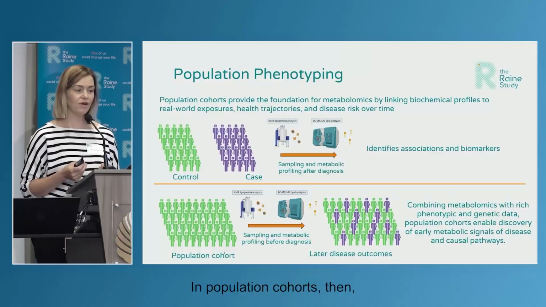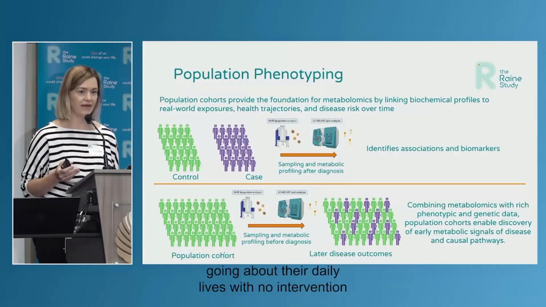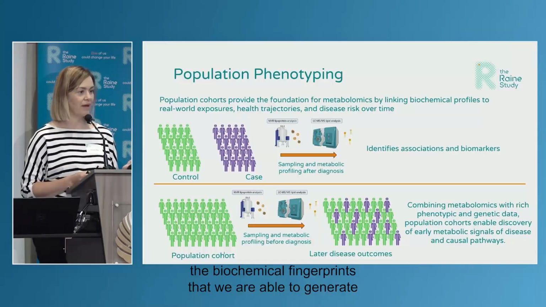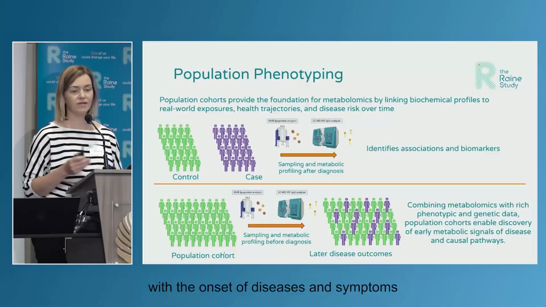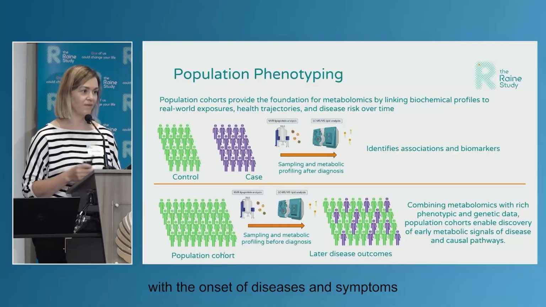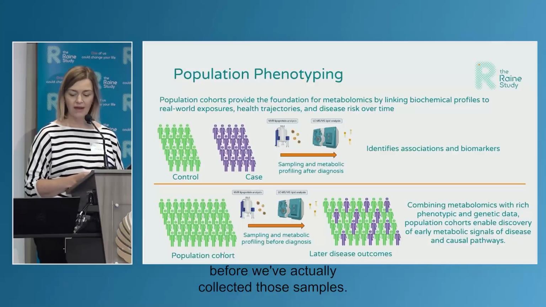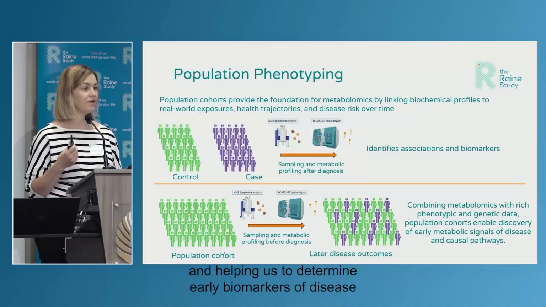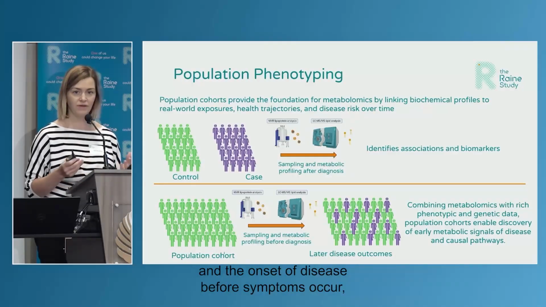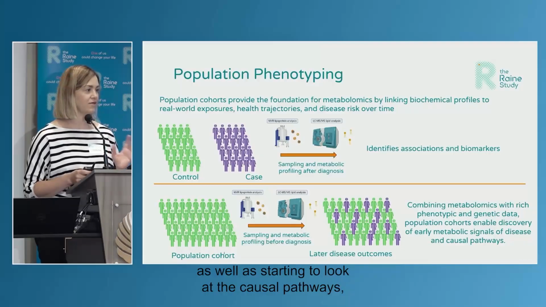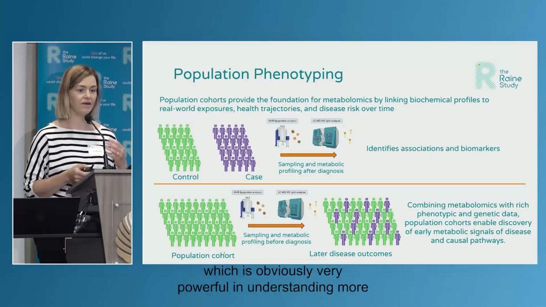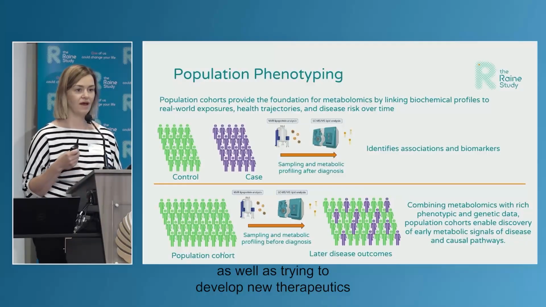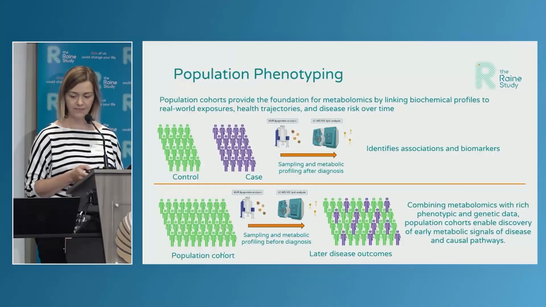In population cohorts, we're looking at real-world people going about their daily lives with no intervention, and then we're retrospectively mapping the biochemical fingerprints that we're able to generate with the onset of diseases and symptoms, before we've actually collected those samples. So this retrospective picture is really powerful in helping us to determine early biomarkers of disease and the onset of disease before symptoms occur, as well as starting to look at the causal pathways, which is very powerful in understanding more about the mechanisms of disease, as well as trying to develop new therapeutics and precision treatments to different diseases.